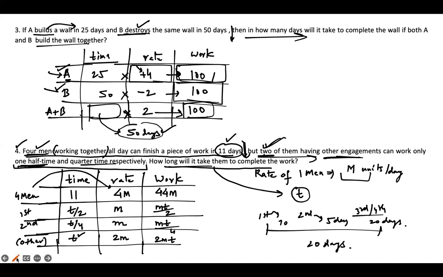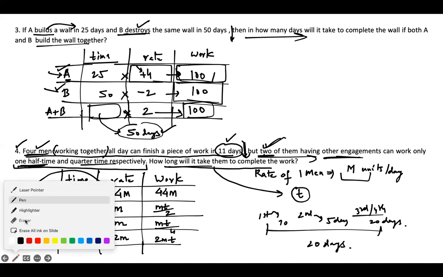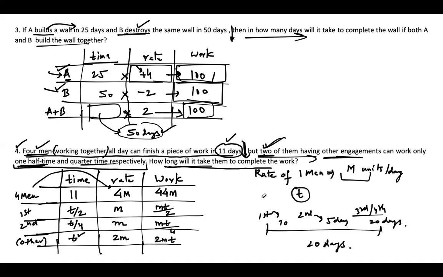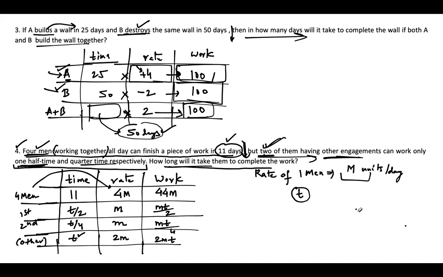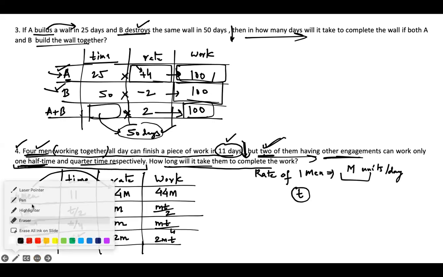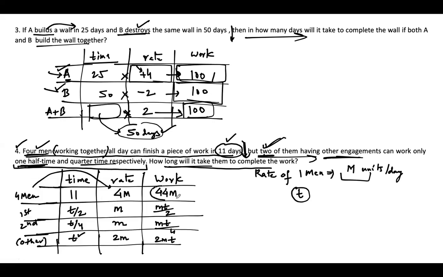Okay, now you tell me, is there a relationship between the work in both the cases? The work done will be the same in both cases. Absolutely. Then what should we do? We can make an equation. That means this work should be equal to work done by the first man plus work done by the second man plus work done by the other two men.